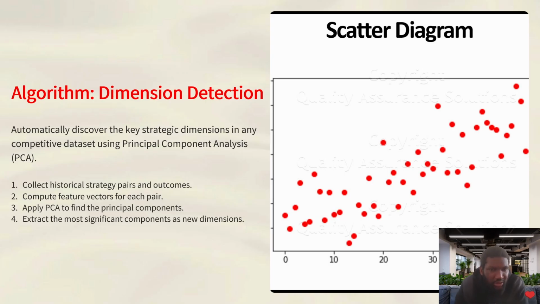Okay, automatically discover the key dimensions: principal component analysis, PCA. Collect historical data point outcomes. Compute feature vectors for each pair. Apply PCA to find principal components and extract the most significant components as new dimensions. These are all data patterns, but the data patterns must be coherent to ensure that something there means something, something we can do about the system. It's like a model, a linear model. If the function grows, are we gonna grow that function? Are we gonna exploit that function? What does this growth mean? It's more analytical. Let's cut a diagram.